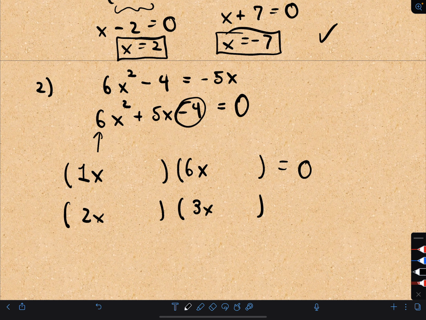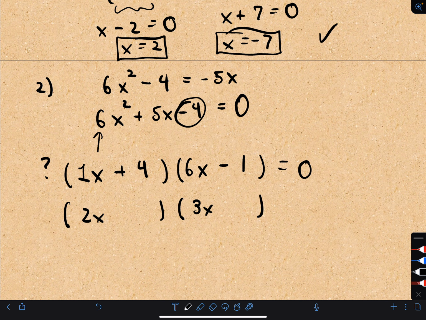Now, we also need to get a -4. So already I know that one of my signs has got to be positive and one has to be negative. I could maybe use a +2 and a -2 here, or maybe I could use a +1 and a -4, or maybe I make the 4 positive and the 1 negative. So already you can see there are lots of different factoring possibilities.